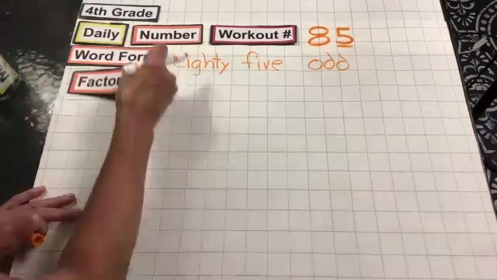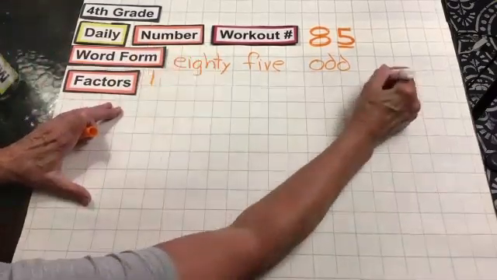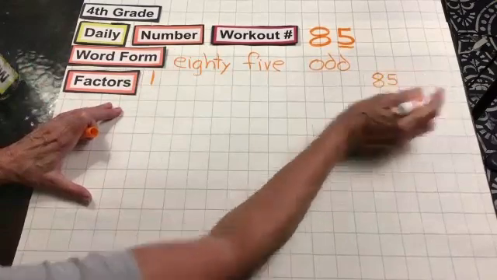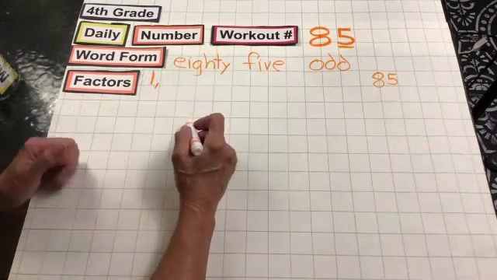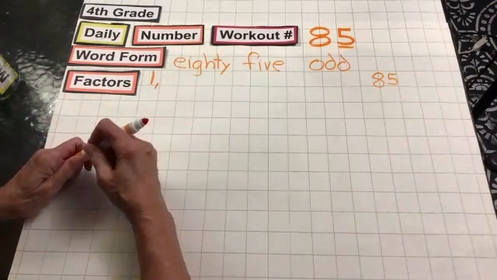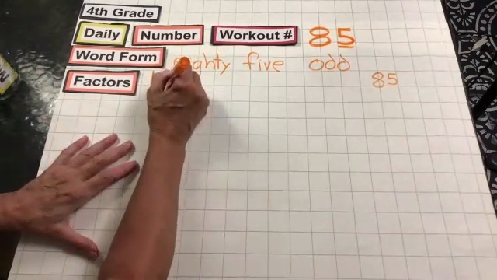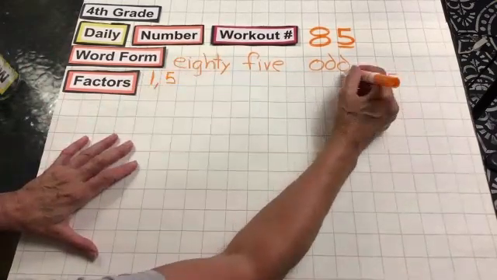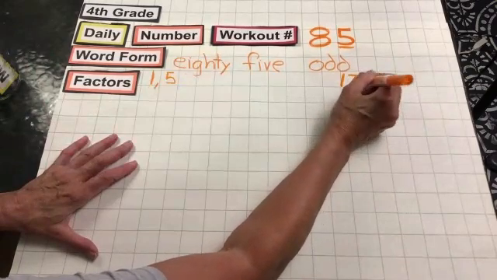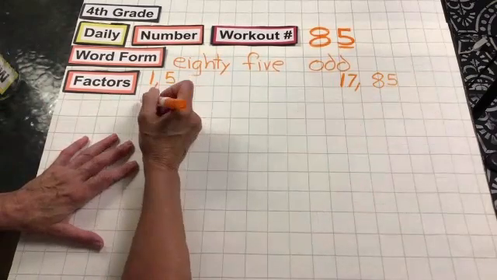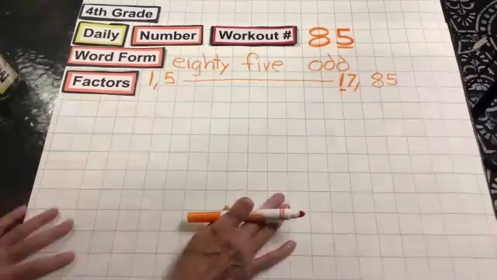We're going to do our factors. So we're going to start off with 1 times 85. 2 doesn't go in because it's odd. 3 does not go in. 4 does not go in. 5 goes in. 5 goes in 17 times. And 17 is a prime number, so we are done. That's it.